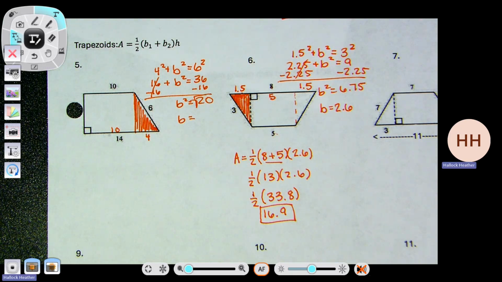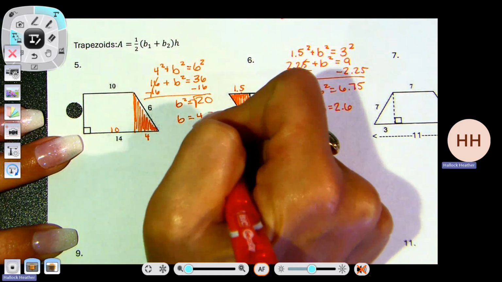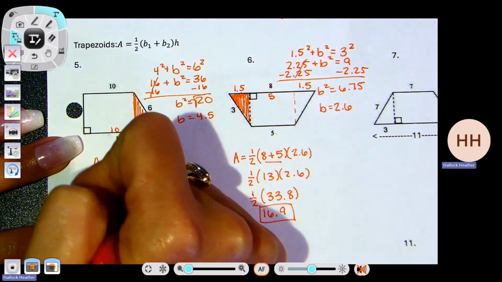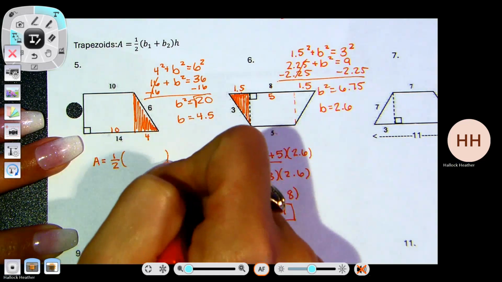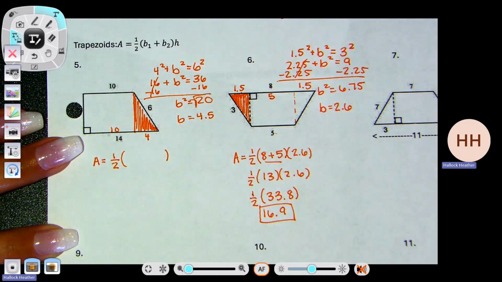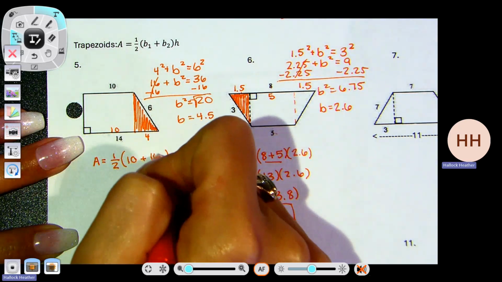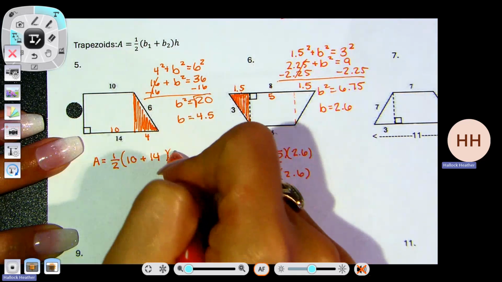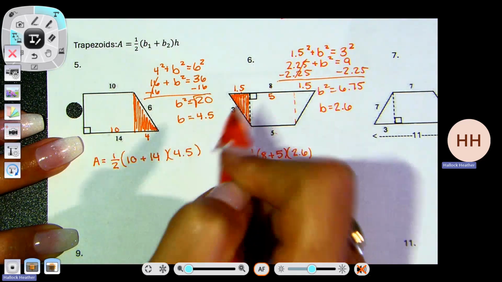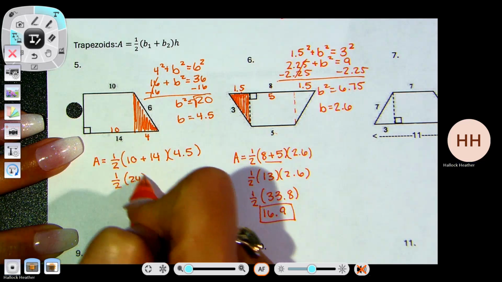So if you take the square root of 20, what decimal do we get? 4.5. So you're setting up your area formula if you haven't already. 1/2 is in the formula. In parentheses, what two numbers am I adding together? 10 and 14. It doesn't matter which one's first because either way you're adding the parentheses together first. In the back, you're multiplying by the height you just found, which is 4.5. So if I add them, I get 24.